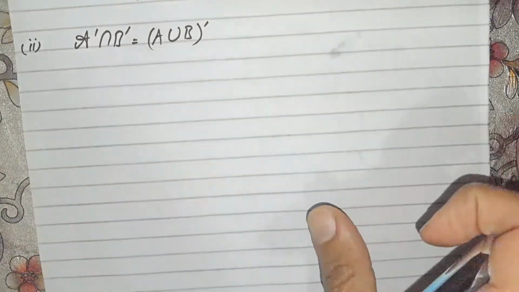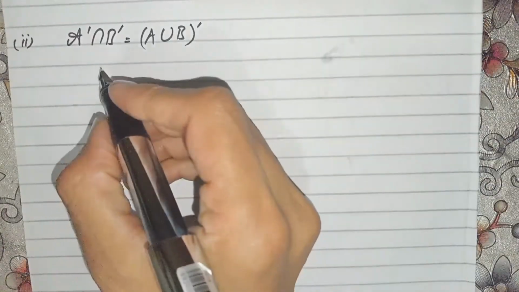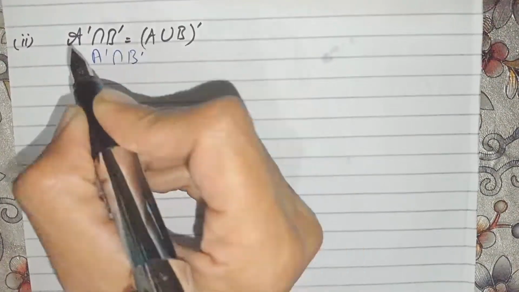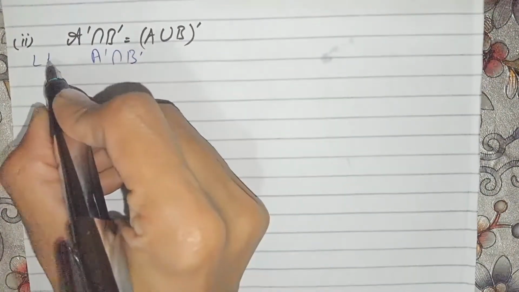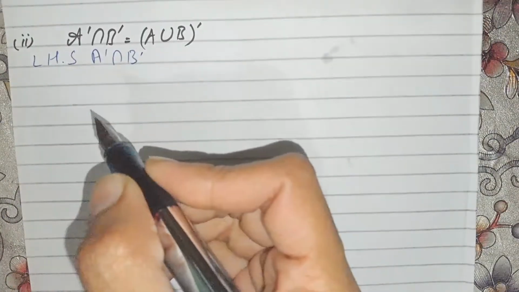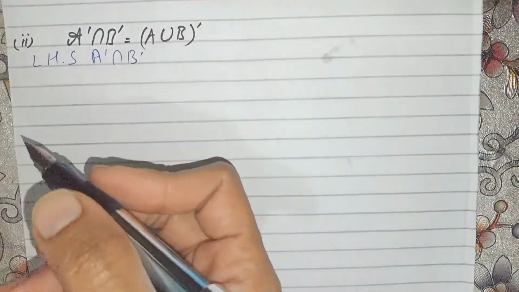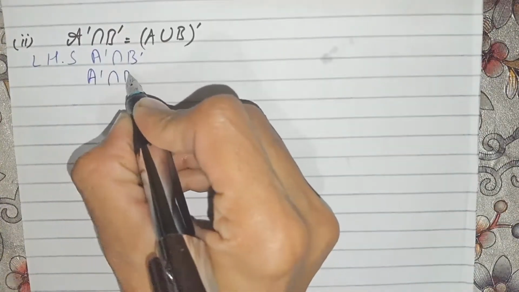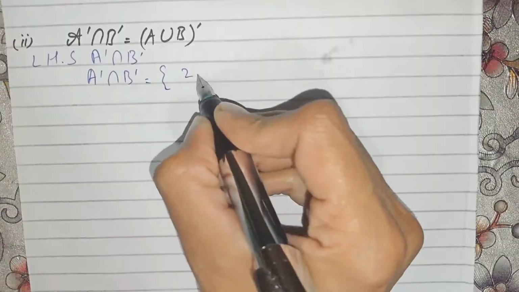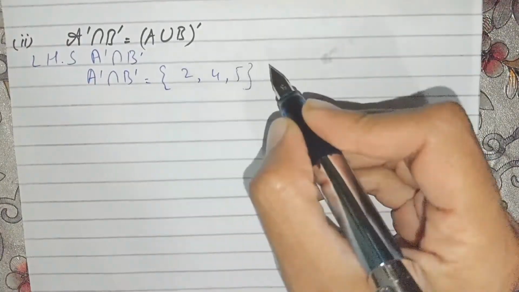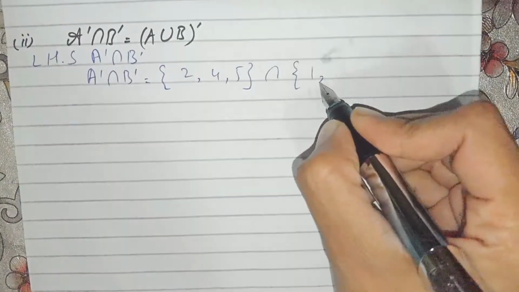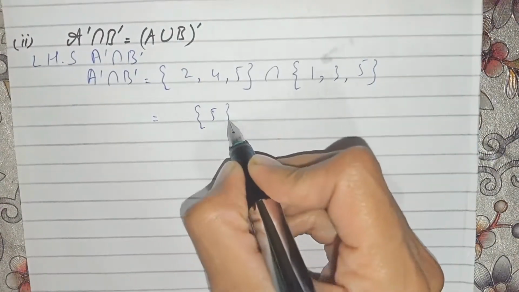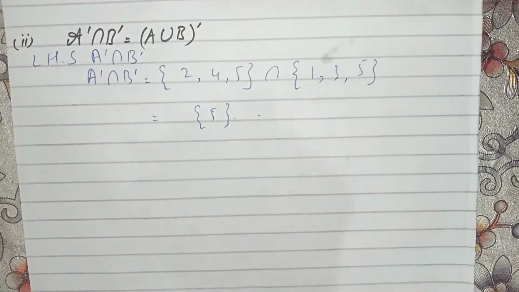Now students, in part number 2 we have to find A complement intersection B complement, and this is our left hand side. We already found the complements in part number 1, that's why I am not finding them again, and I am writing the values directly. A complement is 2, 4 and 5 and B complement is 1, 3 and 5. By taking the common we get 5, and this is the left hand side.